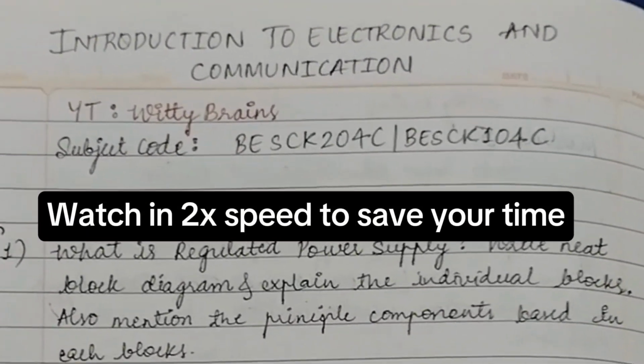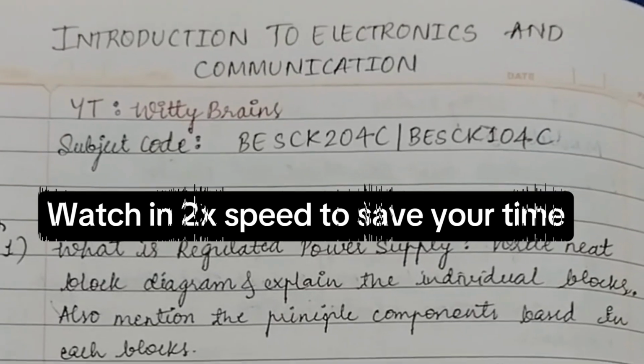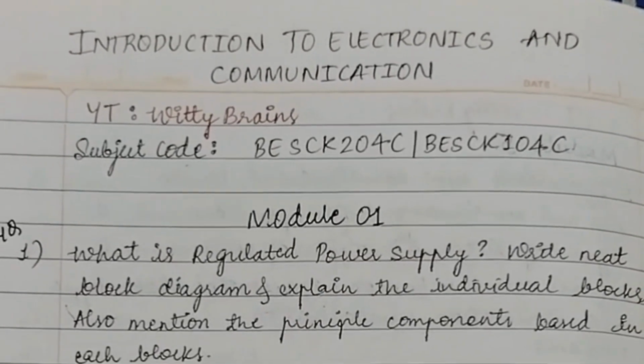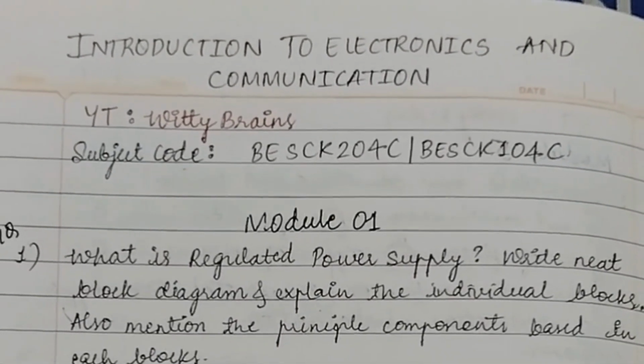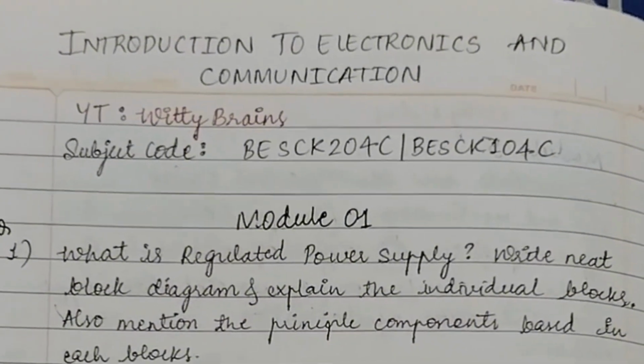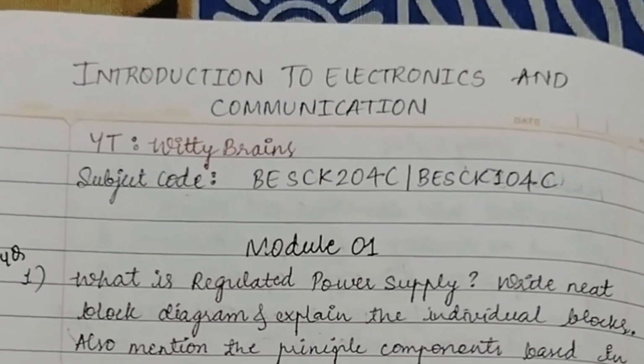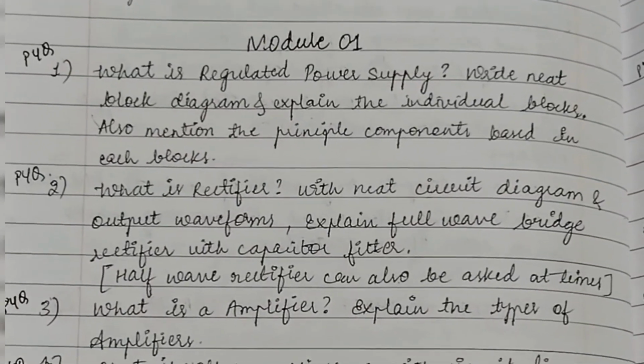Today we're going to discuss the important questions of the subject code BESCK204C or BESCK104C, Introduction to Electronics and Communication as the subject name. So let's discuss module 1 and module 2 first.